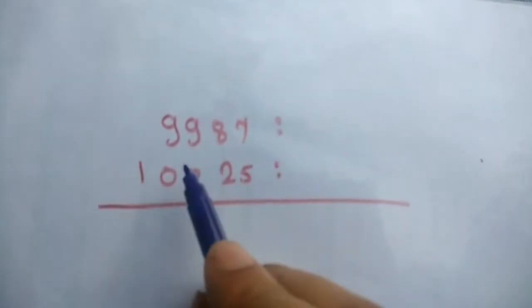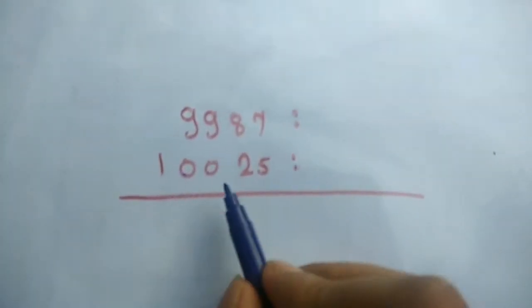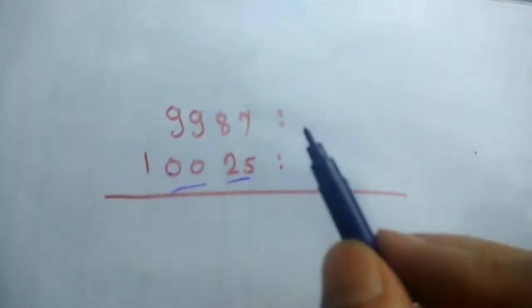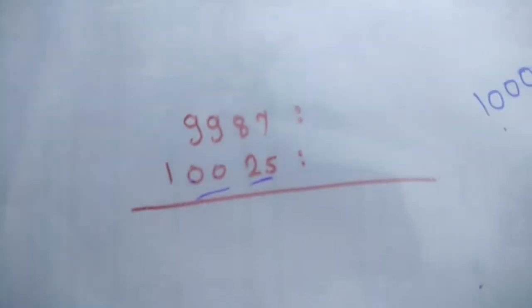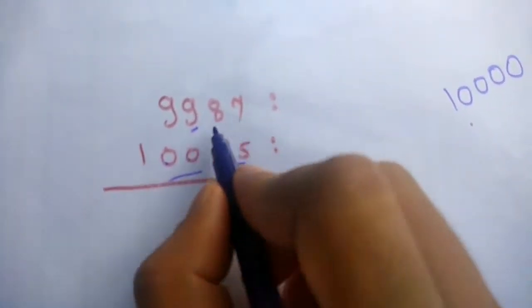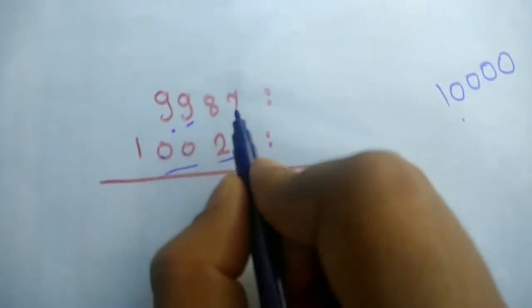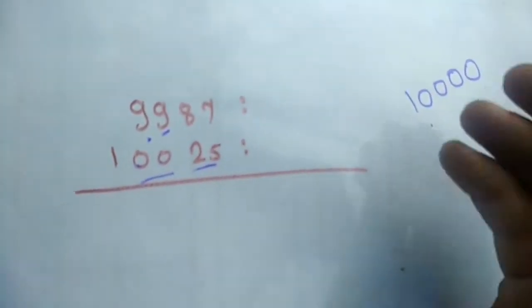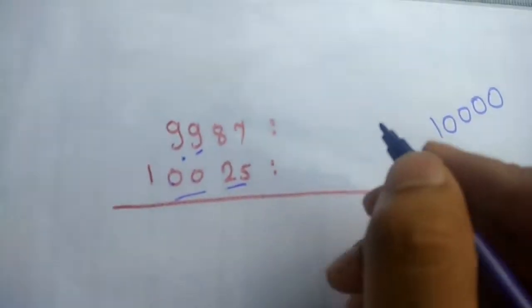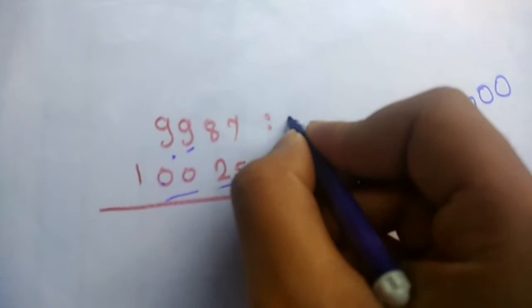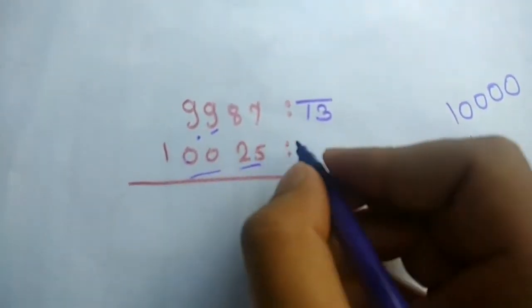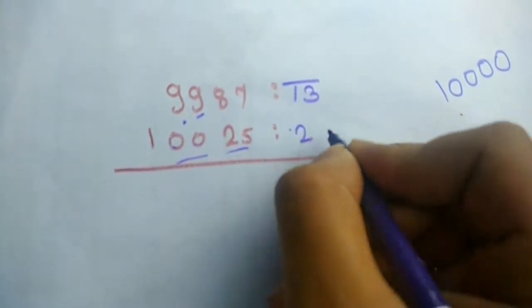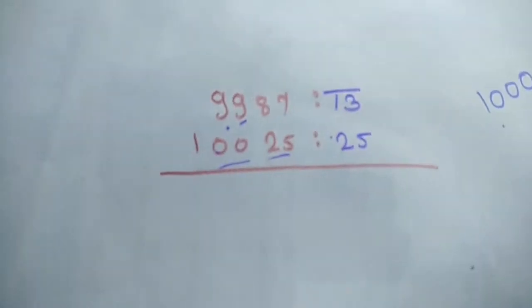Now, here we must see how many numbers, or which base, we want to take. It is 10,000. We must take 10,000 as a base. Now my friends, this 9,987 is how much lesser than 10,000? It is lesser by 13. And we can easily say that the other number is greater than 10,000 by 25.